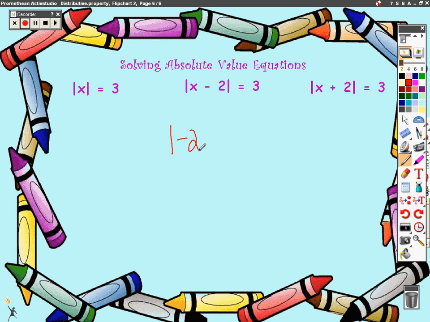What's the absolute value of negative 2? It's just 2. And what's the absolute value of 2? It's also 2. When we talk about absolute value, we're really talking about the distance from 0.